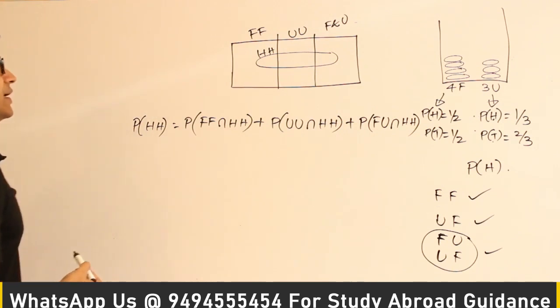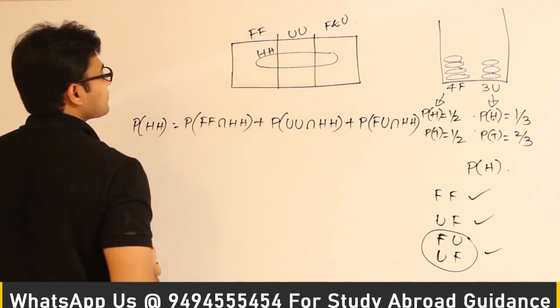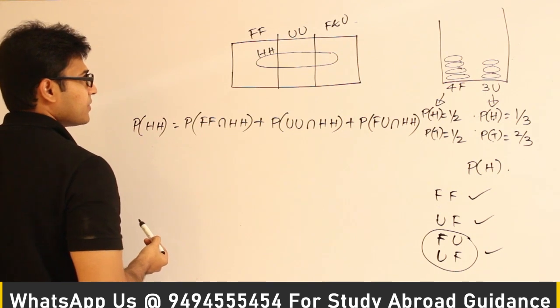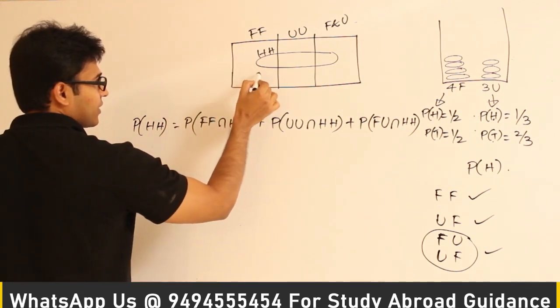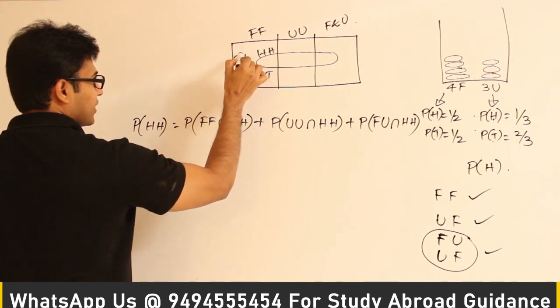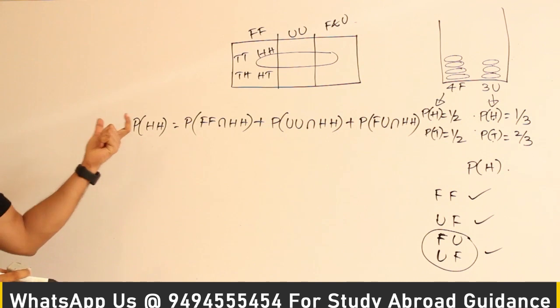Got it? See, exactly if you want to know how many events are there in the sample space, then you will get four events here, four events here, four events here. Why? If I take two fair coins and flip them, I can get head head, head tail, tail head, and tail tail. Got it? So instead of doing this cumbersome exercise, I was just trying to cut it short.